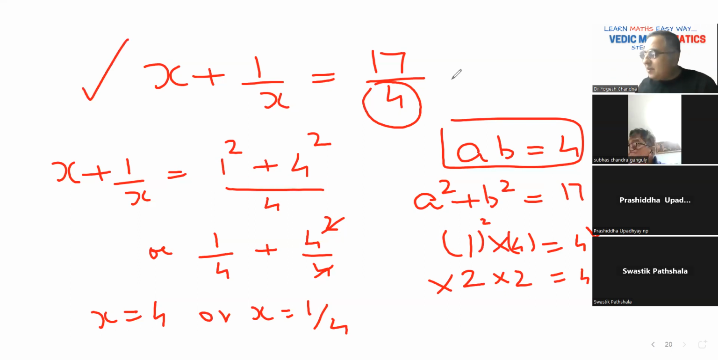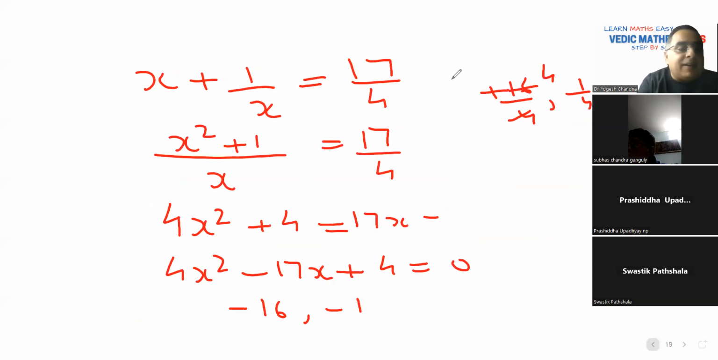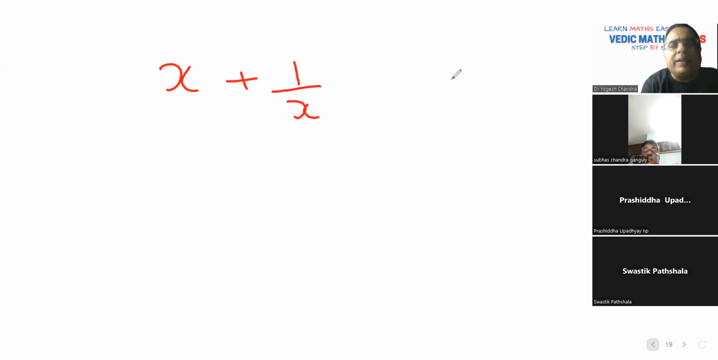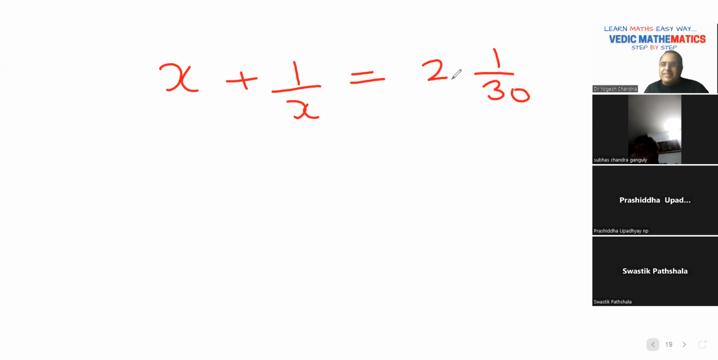One more on this, because this is very important and I was checking one of your books, examples were not given. Now this is from your book only. Very simple. So what is this? It's nothing but 61 by 30.